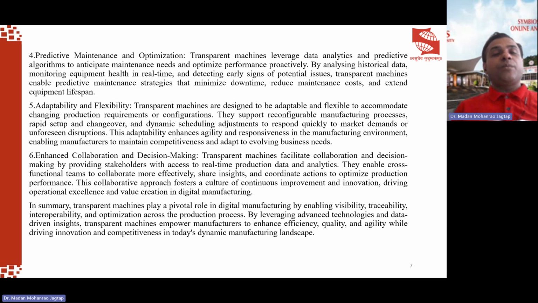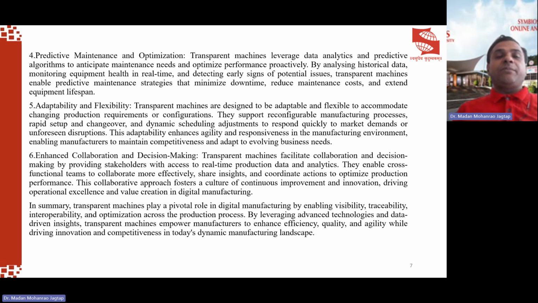They monitor equipment health in real time with the help of historical data. They detect early signs of potential issues. They show the transparent machines the predictive maintenance strategies, how to maintain that particular machine, and how to minimize the downtime. They reduce the maintenance cost and extend equipment lifespan.